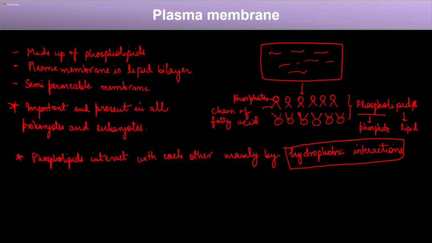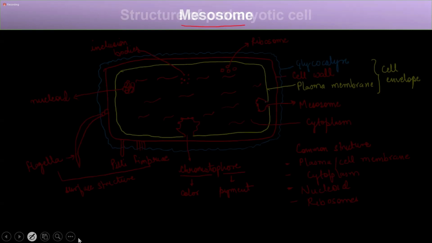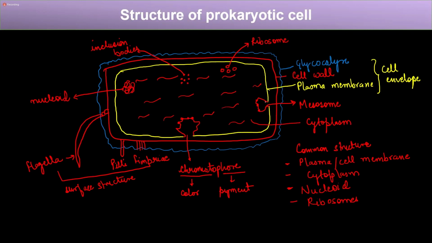So what we understood about the plasma membrane is that it is made of phospholipids and is a selectively semi-permeable membrane that allows exchange of molecules inside or outside the cell, and these lipids interact with each other via hydrophobic interactions. Now, the next thing that we will learn today is about mesosomes. As I was drawing the structure of the prokaryotic cell membrane, you see that the prokaryotic cell has certain infoldings. One of those infoldings is called a mesosome.